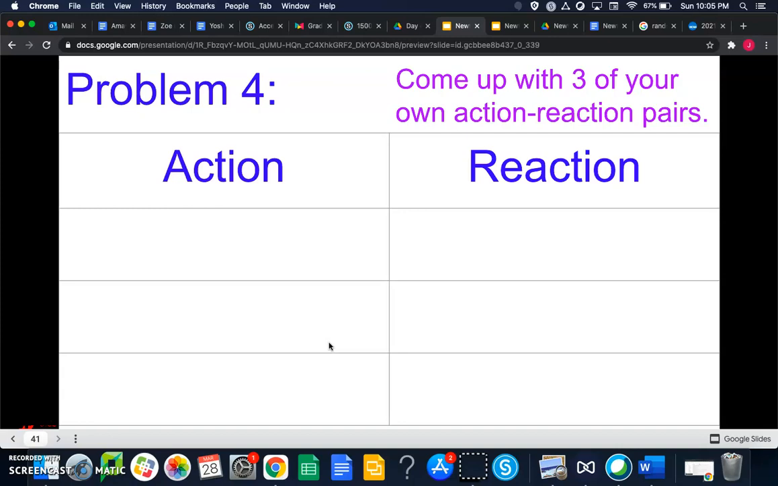Think of a situation where you've got a force. Remember, for a force there has to be some sort of push or a pull. That will be your action, so you'll write in some sort of push or pull. Then for the reaction, you'll give me the opposite, the reaction to that action. Let me know if you have any questions, as always.